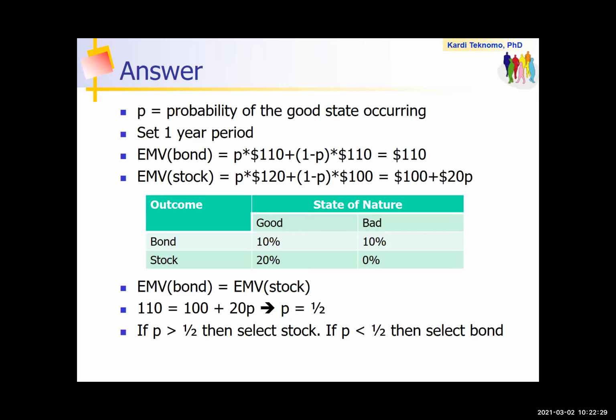And for the stock, it is a 20% possible increase of the return or zero return, right? So then I get 100 plus 20p. Then we can compute the p, in this case it is half. If less than half, then you select the bond. If larger than 0.5, you select the stock. But if 0.5, you cannot decide. That's exactly what you did.